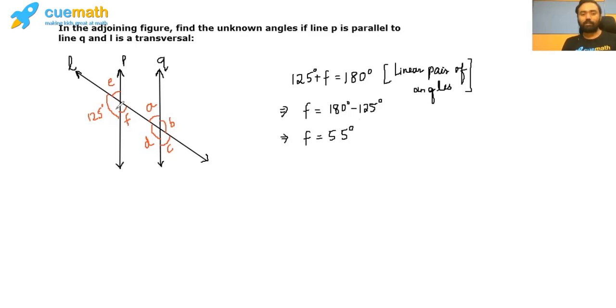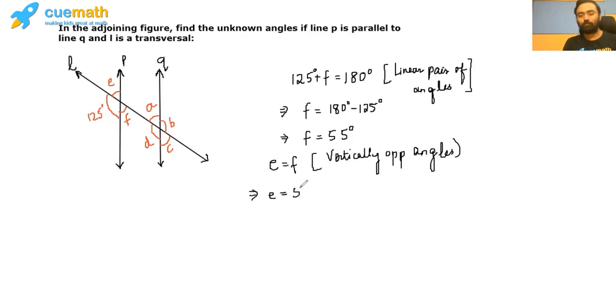Now, if we look at the position of E and F, we can say that angle E is equal to angle F, and the reason would be vertically opposite angles. Now, this is a concept which again we have discussed in the last video. As I already told you in the starting of this one to go and check those two videos. So based on this, we can say that E is also equal to 55 degrees.